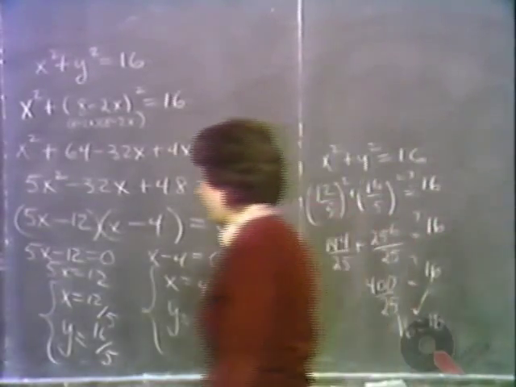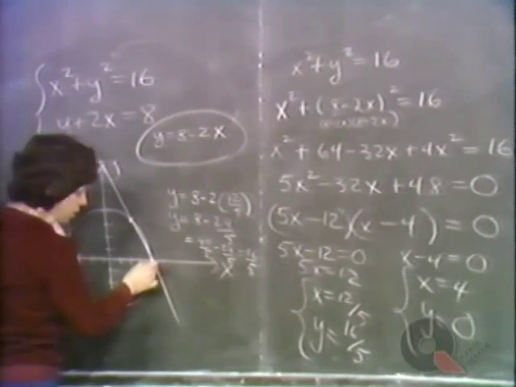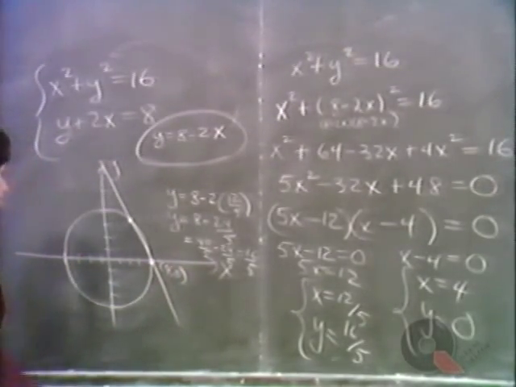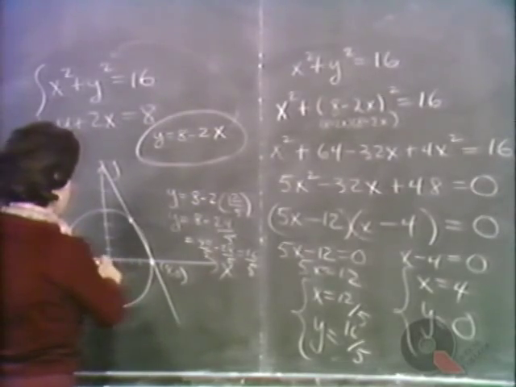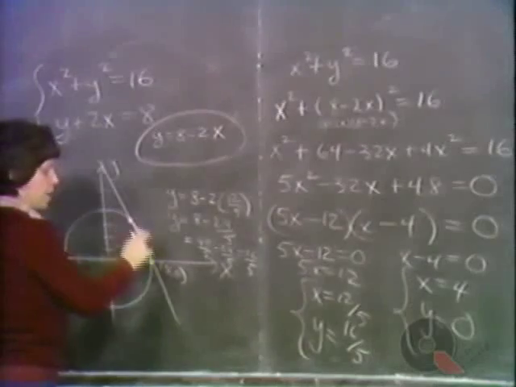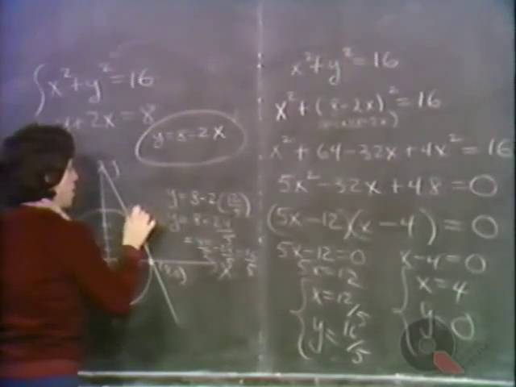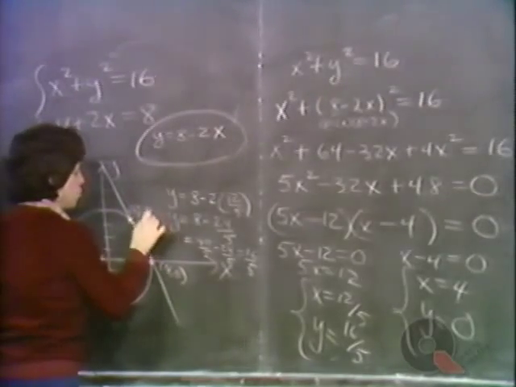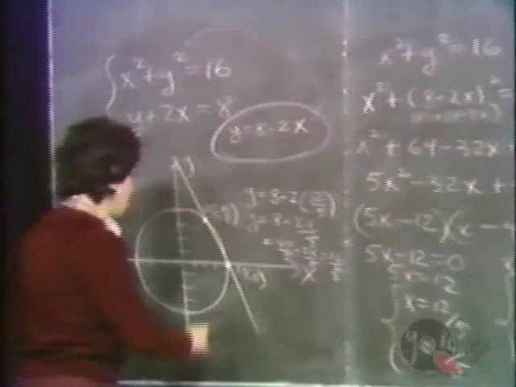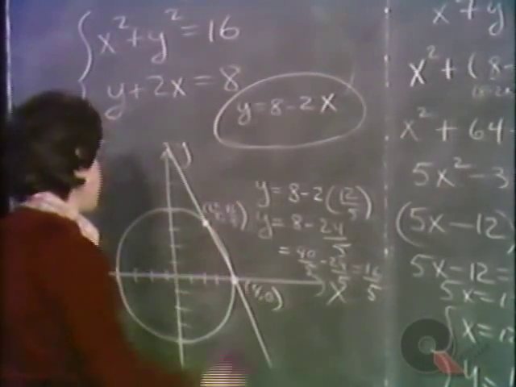Okay, and looking at our graph, we see that the 4, 0 that we got corresponds to this point. And this point is a little over 2, comma, a little over 3, and that corresponds to 12 fifths, comma, 16 fifths. Of course, you would be hard put to read the solution off from the graph. The graph is not that accurate. But it certainly does look right. This is 2 2 fifths, comma, 3 1 fifth. Seems about right.